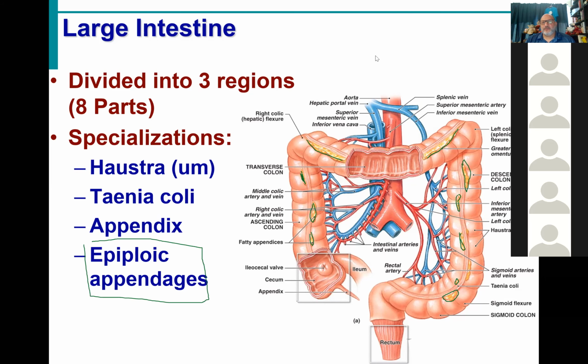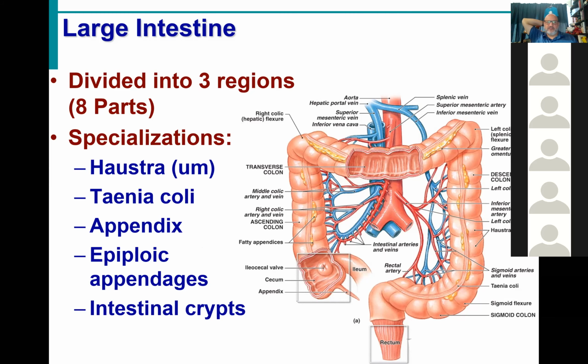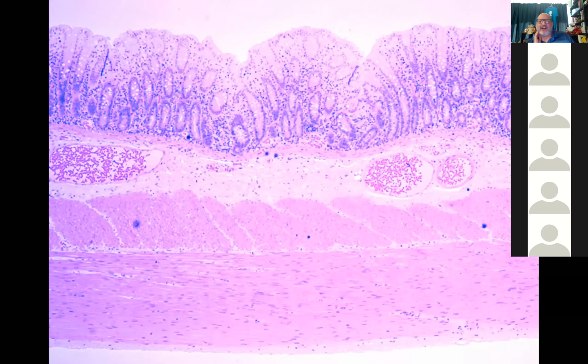So here is some of the gross anatomy associated with the large intestine. Of course, we need to be able to recognize the histological microscopic anatomy of this. As we look here at a histology slide, we can see some of the key characteristics that are going to help us distinguish it. For starters, we see our 4 layers: a mucosa, a submucosa, a muscularis, and a serosa or an adventitia on the outer surface.